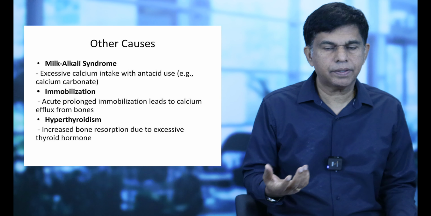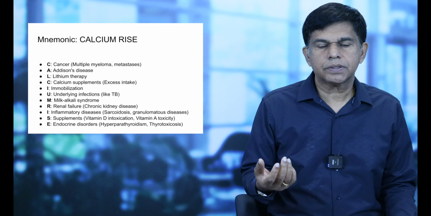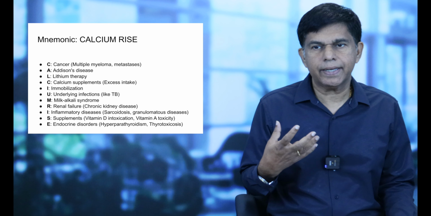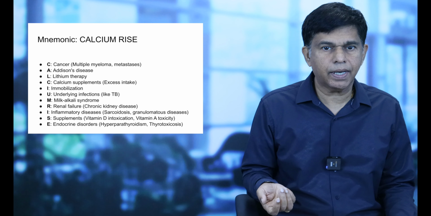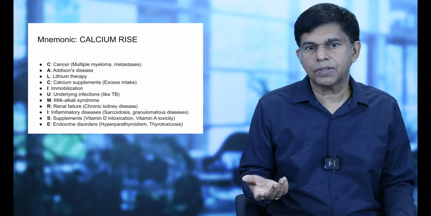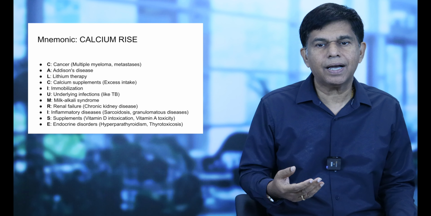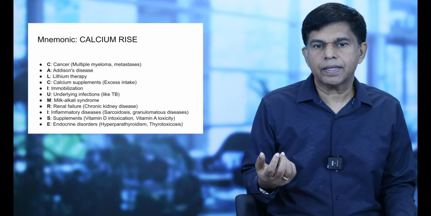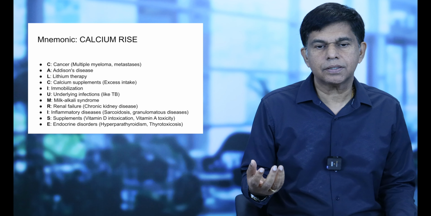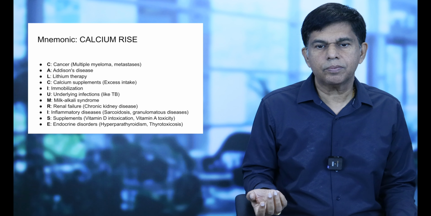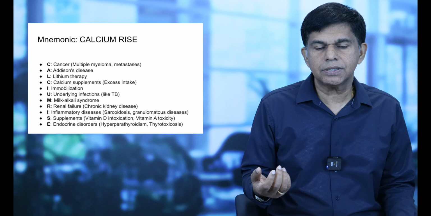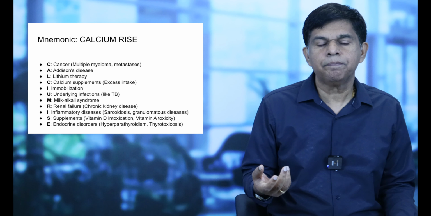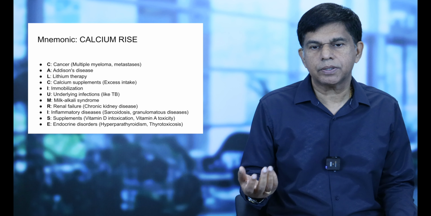Okay, so we have a mnemonic for hypercalcemia. The mnemonic name is CALCIUM RICE. C is for calcium, A is for Addison's disease, L is for lithium therapy, C is for calcium supplement, I for immobilization, U for underlying infection like TB, and then M is for milk alkali syndrome. And then you've got the RICE: R for renal failure, I for inflammatory disease like sarcoidosis and granulomatous diseases, S is for supplement, that means vitamin D intoxication or vitamin A toxicity, E is endocrine disorders, hyperparathyroidism and thyrotoxicosis.